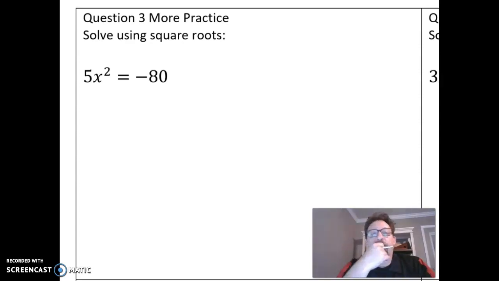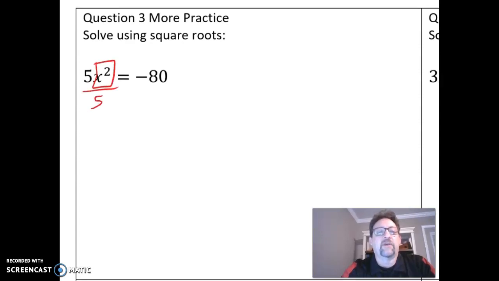All right, so first one says to solve using square roots. This is a problem very similar to it. So we need to get the squared term by itself. So we're going to divide both sides by 5. 5/16. Take the square root of both sides.